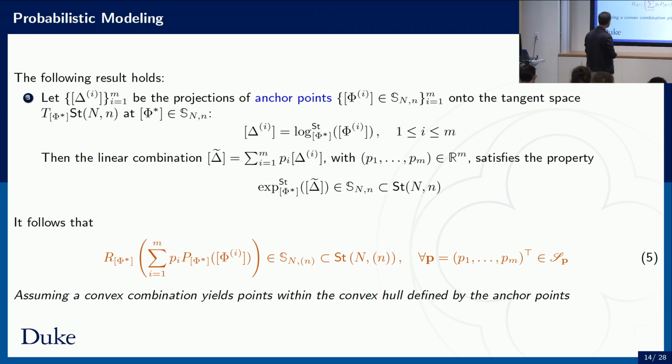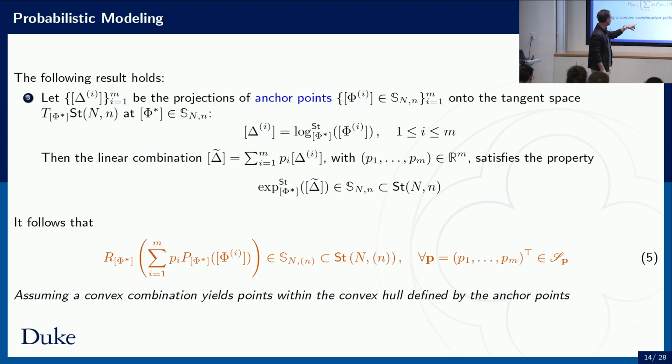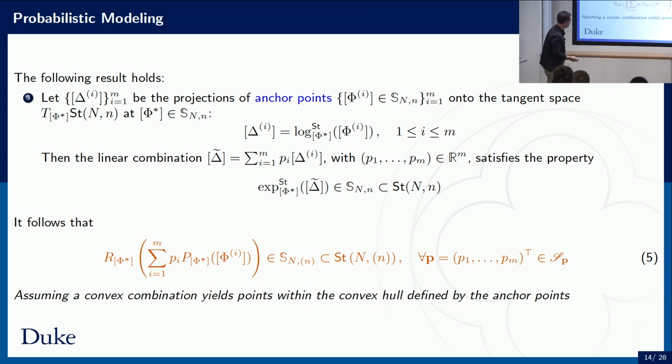There is something else that is interesting. If you select those p sub i's, those coefficients, on the tangent space, so this lives on the tangent space, then you can show that the convex combination yields points that belong to the convex hull on the manifold. So if you think about it, you have anchor points, and you do this trick, and then whenever you retract back, your points will belong to the convex set defined by your models, which I think is a nice technical result.